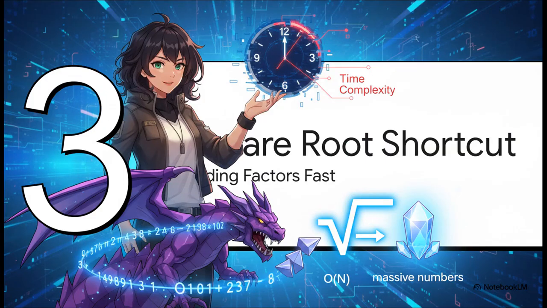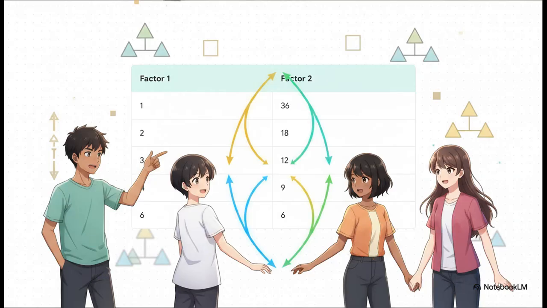Okay, let's keep the momentum going with part 3, the square root shortcut. Here is where we meet the main antagonist in all of programming: time complexity. When you're dealing with massive, massive numbers, checking variables in linear time, meaning you step through every single number one by one, it just won't cut it. It eats up way too much computing time. We need a shortcut. So let's say we need to find all the divisors of the number 36.